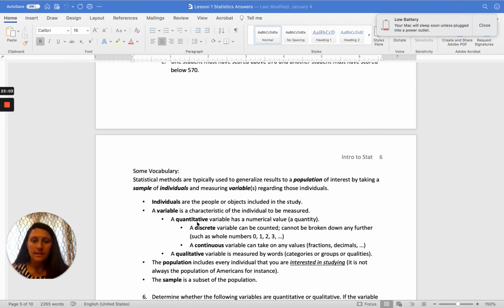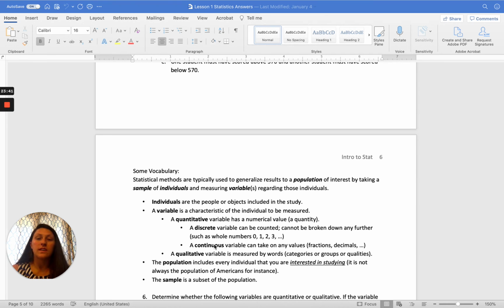So in statistics, there are two kinds of variables. There are quantitative variables, which can be measured by a number. They have a numerical value. And then there are qualitative variables, which are measured by words. When you have a quantitative variable, you can have a discrete variable or a continuous variable. Discrete variable means you can't break the number down into smaller pieces. So if I'm measuring people, I can't have half a person. If I'm measuring chairs, couches, I don't have half a couch, right? So those would be examples of discrete variables.